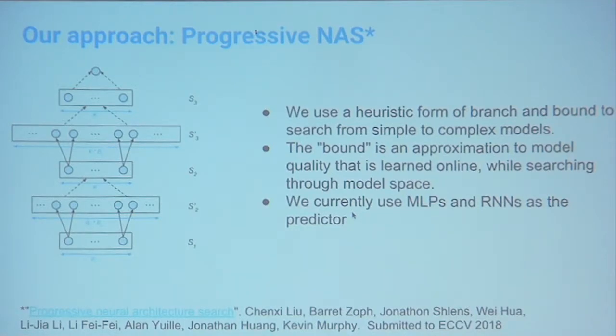For our proxy function, we have to handle a model of variable length, and we have to be able to predict the quality of a model that's bigger than a model that we've seen. So that is an important approach. We use both RNNs and MLPs as our proxy function, and that's something I'll address also in a future slide. So that's it. It's a super simple idea.